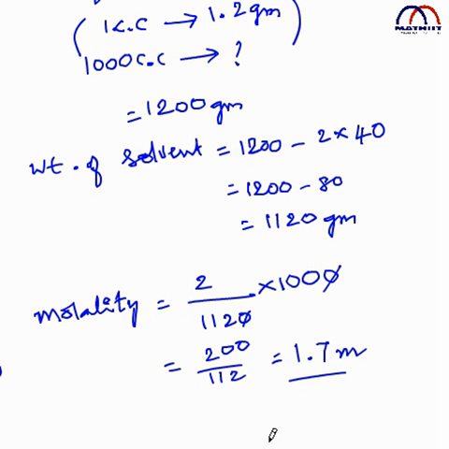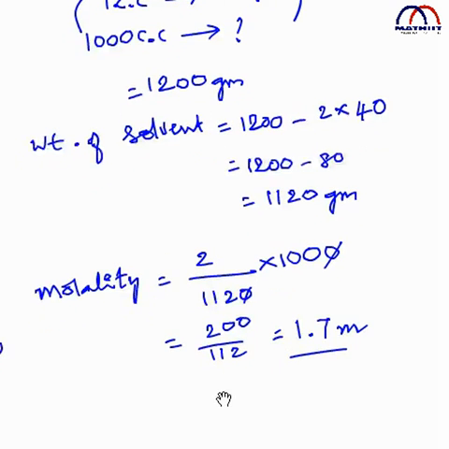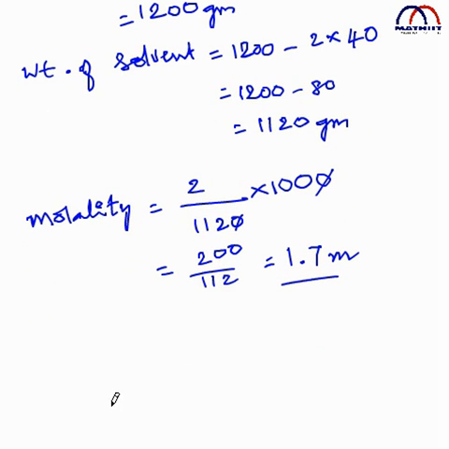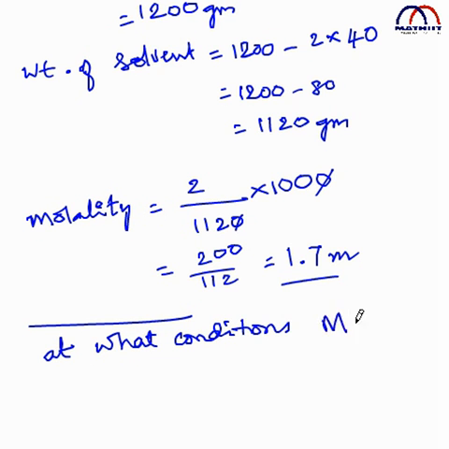Directly we can use the formula, otherwise we can analyze the things also like this to get the molality from the molarity. See, the relationship between molality and molarity depends on the density. Is there any condition where molality is exactly equal to molarity? We discussed that. At what conditions is the molarity of a solution equal to molality?